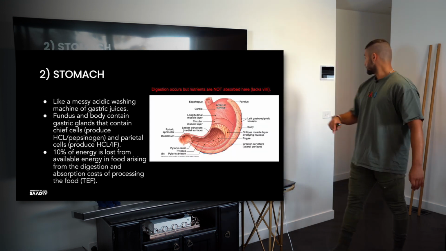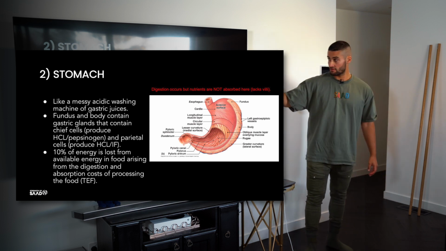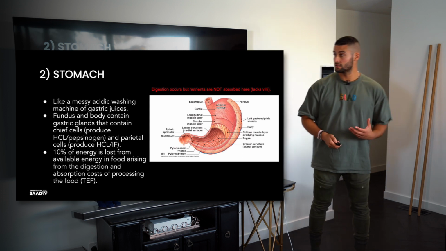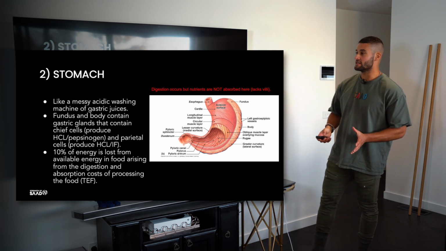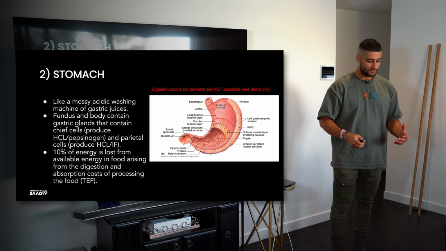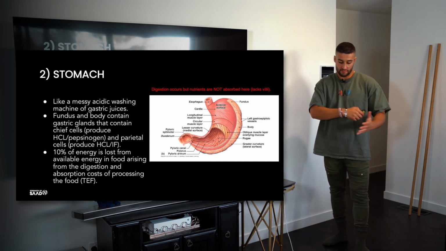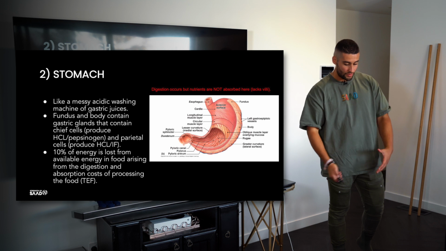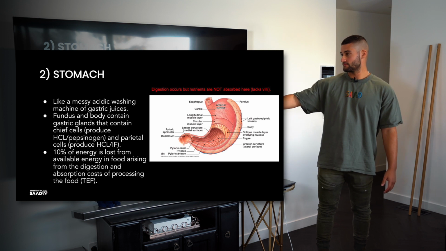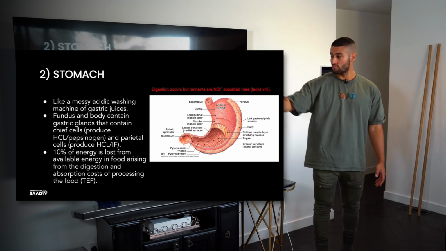It's important to remember, nutrients are not absorbed in the stomach. The reason is because there are no villi. It happens in the gut, the intestine. A nice little analogy is the stomach is like a messy, acidic washing machine, mixing up what's called chyme. Chyme is a mix of all the intestinal juices and the food and the acid and the enzymes. This thing, called the fundus, produces hydrochloric acid and other enzymes like pepsinogen.